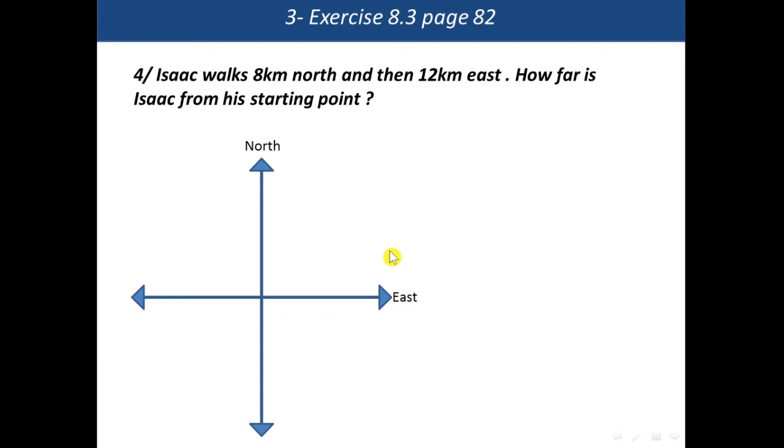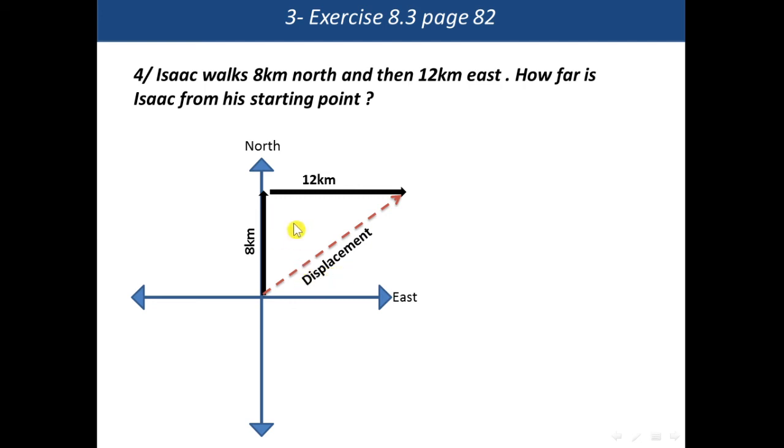Okay, another question, number 4. Isaac walks 8 kilometers north and then 12 kilometers east. How far is Isaac from his starting point? This is his starting point. So he walked 8 kilometers to the north, and then he walked 12 kilometers to the east, and the question is how far Isaac is from the starting point. This is the starting point. So I draw this red line. This red line looks like displacement. The displacement here looks like the hypotenuse.